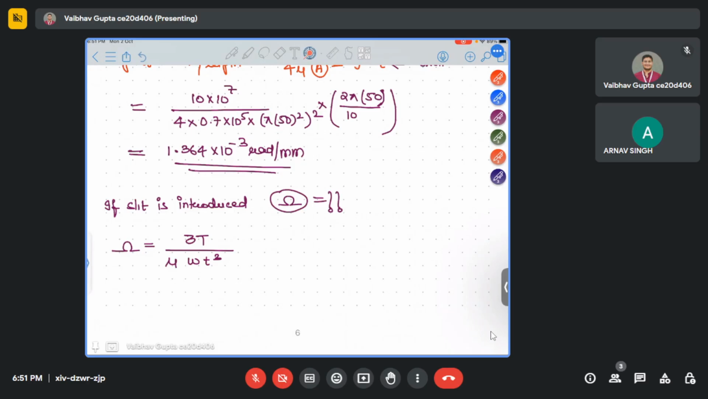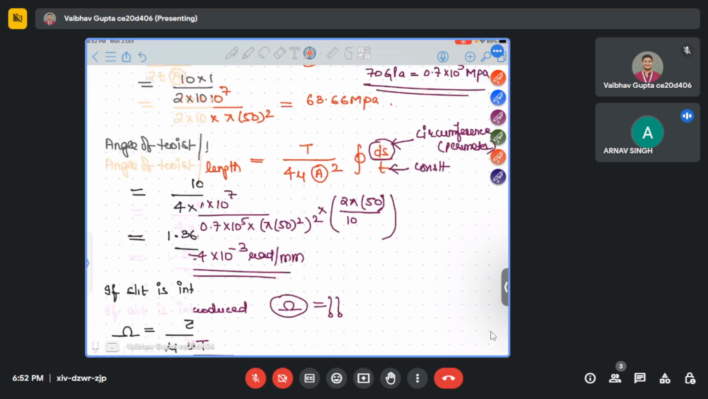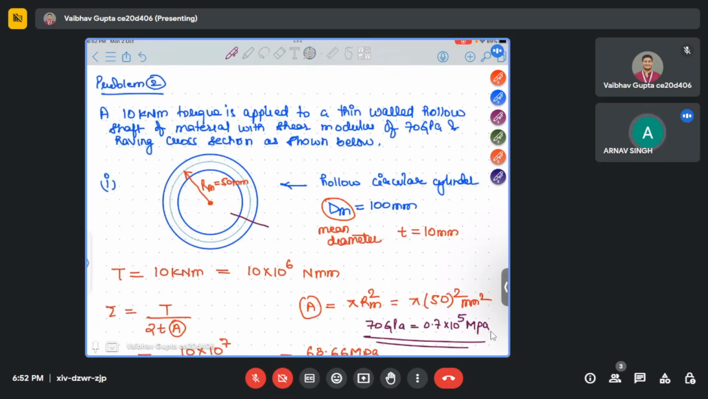Understand or confused? Understand, sir. But if the shift has a longitudinal shift, what will happen? That's the same thing. Okay, sir. This thing is the same. Slit means a cut so that the shear won't flow continuously in a circular manner. Okay.